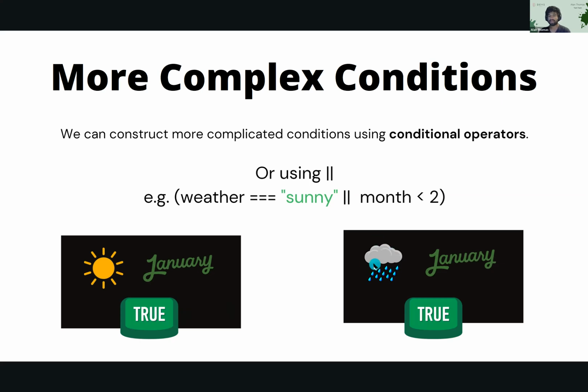And in this case, it's raining, so this first condition is false. It's not sunny. But the month is less than 2, and since January is less than 2, this condition is true, and so the whole condition is true. We won't be using many complex conditionals in this workshop, but I just wanted to let you know that they're there.